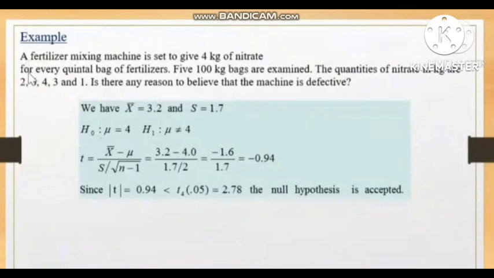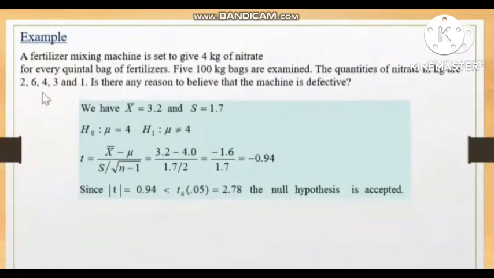Now let us take one example. A fertilizer mixing machine is said to give 4 kg of nitrate. We have taken a sample of 5 bags, and in those 5 bags we have these amounts of nitrate available. We have to test whether the machine is functioning correctly or not, that is, whether the machine is filling 4 kg of nitrate in each bag or not.